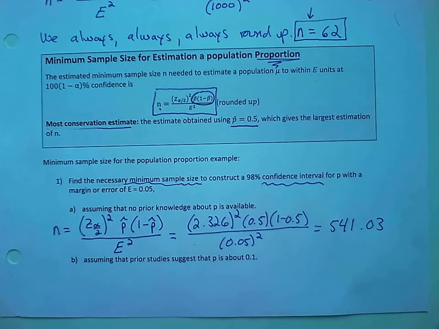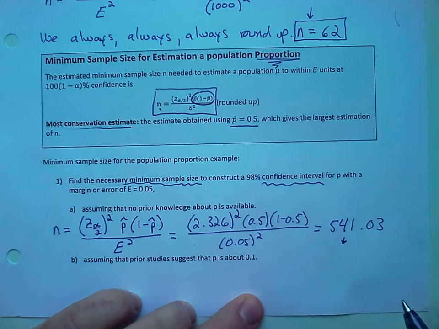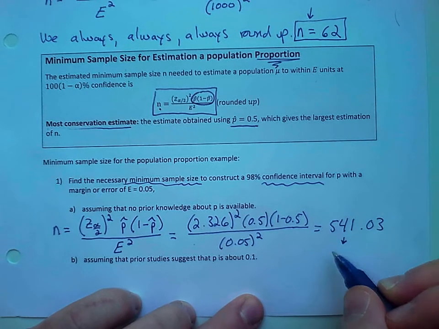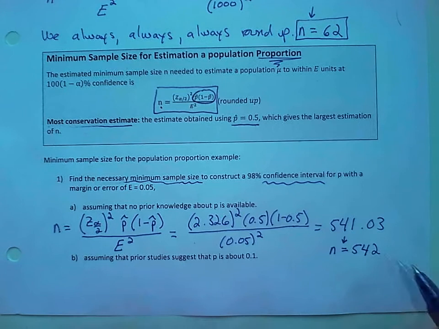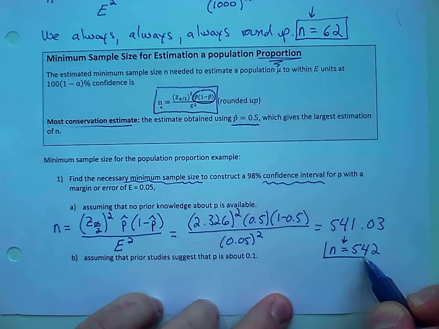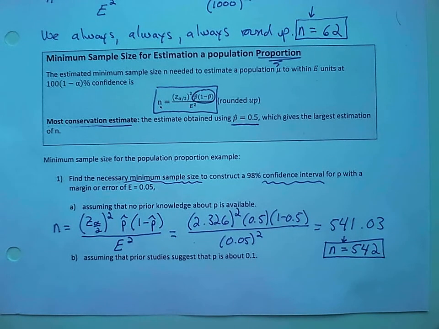Now, is that our final answer for A? The answer to that is no, because remember what we said: no matter what the decimal place is, we're always going to round up. So the next highest whole number is 542. Therefore, our final answer for A is that our minimum sample size is going to be 542.